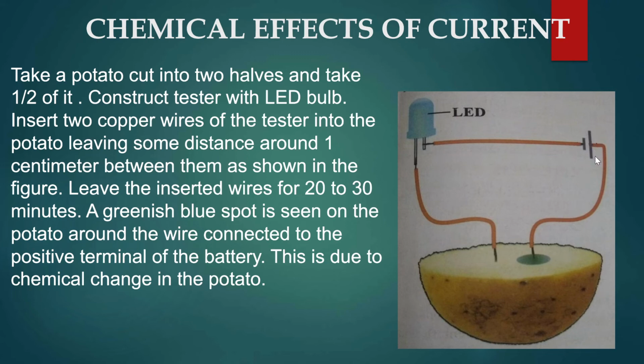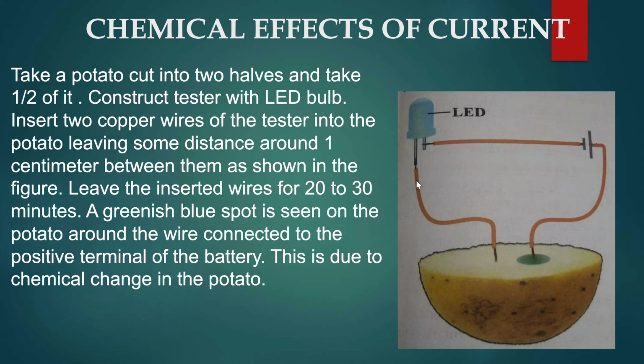Okay, children. And why is this change occurring? This is due to the chemical change in the potato, a greenish blue spot appears on the potato around the wire connected to the positive terminal. Okay, children? And I hope you all remember this is an LED which has two legs, a longer leg and a shorter leg. The shorter leg of an LED is always connected to the negative terminal of the cell or a battery, and the longer leg of the LED is connected to the positive terminal of the battery.